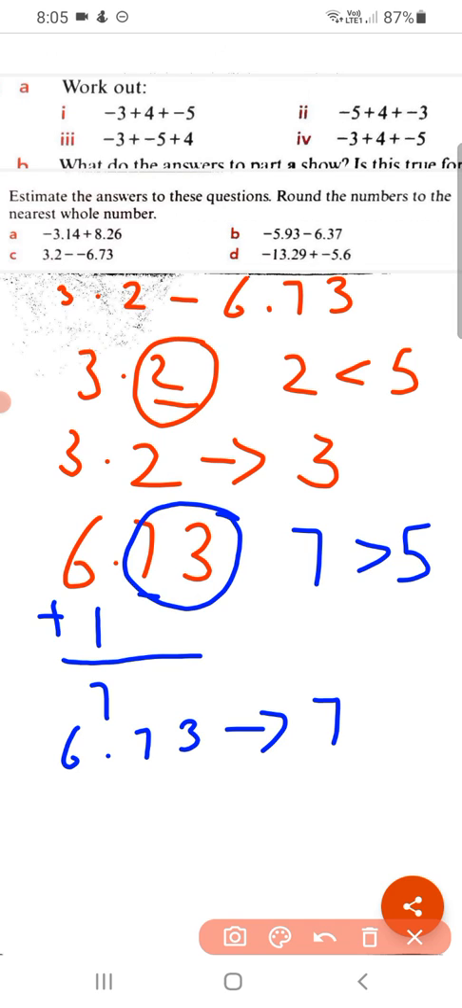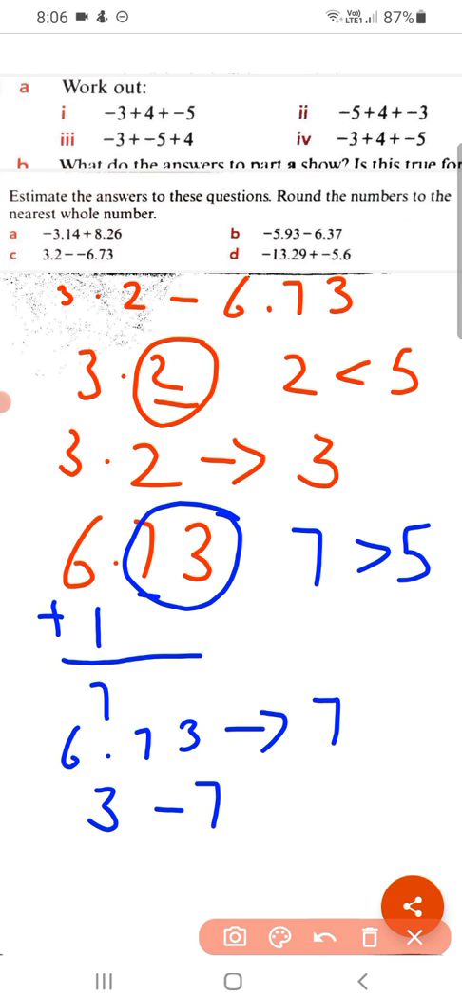So if the digit in the 10th place is more than 5, children, check the 10th place. Follow these steps. This is very, very important. Check the 10th place. If the 10th place is more than 5, add 1 to the digit in the ones place. Then remove the decimal part. So 6.73 becomes 7. Okay. So our final answer is 3.2 becomes 3 and 6.73 becomes 7.